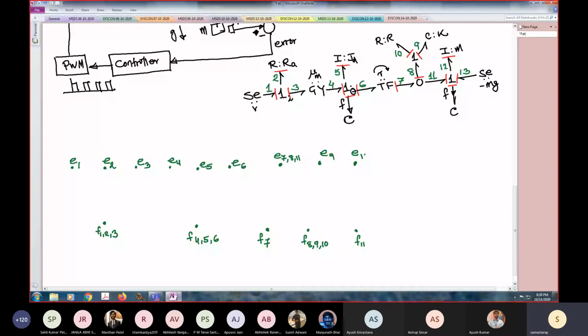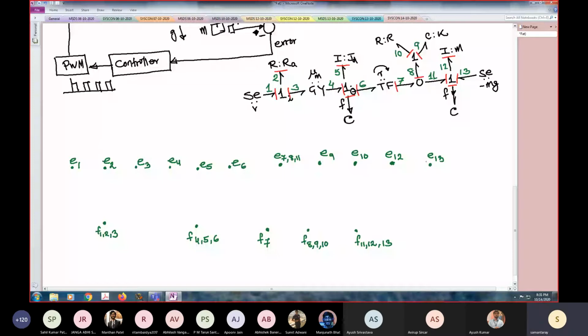Likewise, at one junction 11, 12, 13, flows are same. So we will write F 11, 12, 13, and efforts are different. So I will put E12. E11 is already there, so I will not repeat it. E7, 8, 11 is already there. So only E12 and E13. So these are the nodes created.